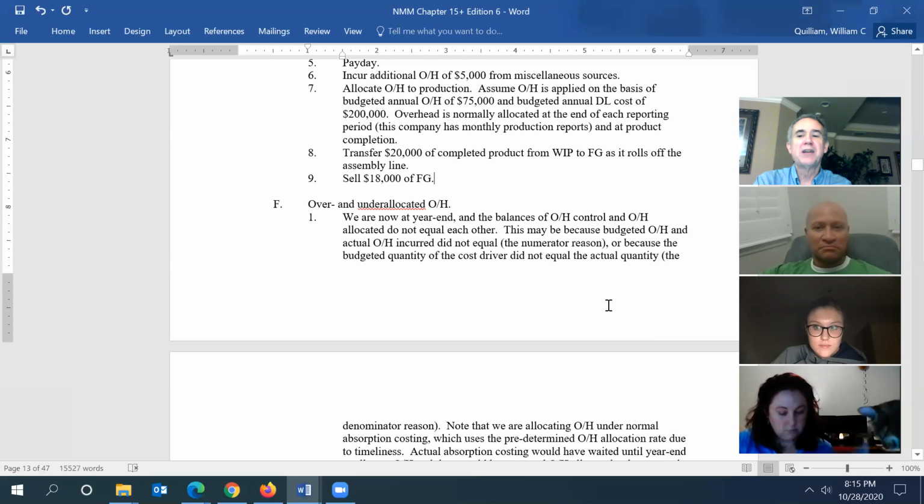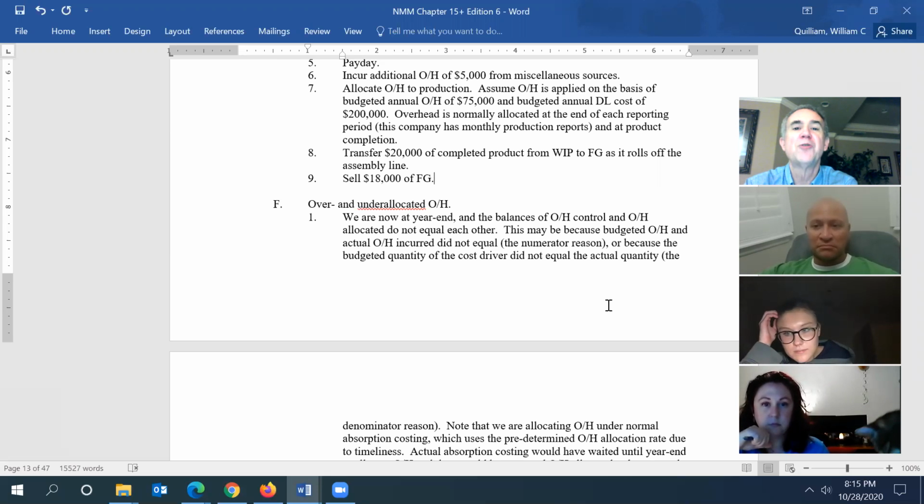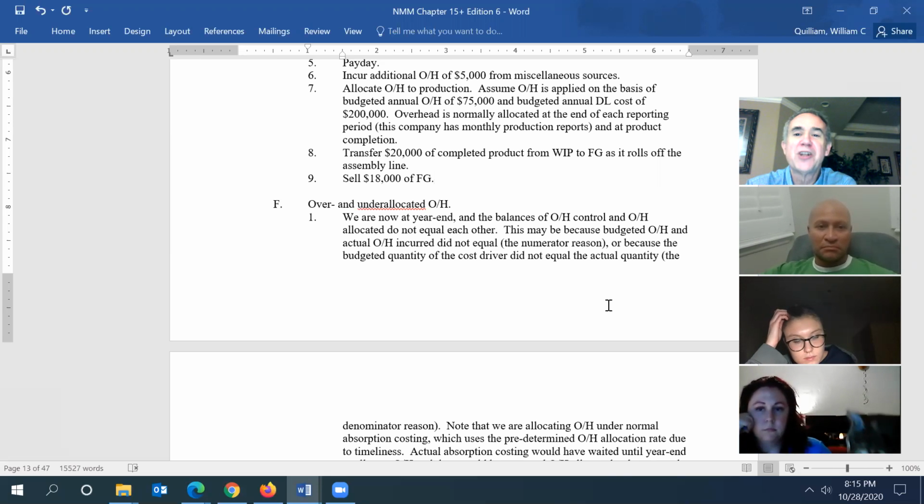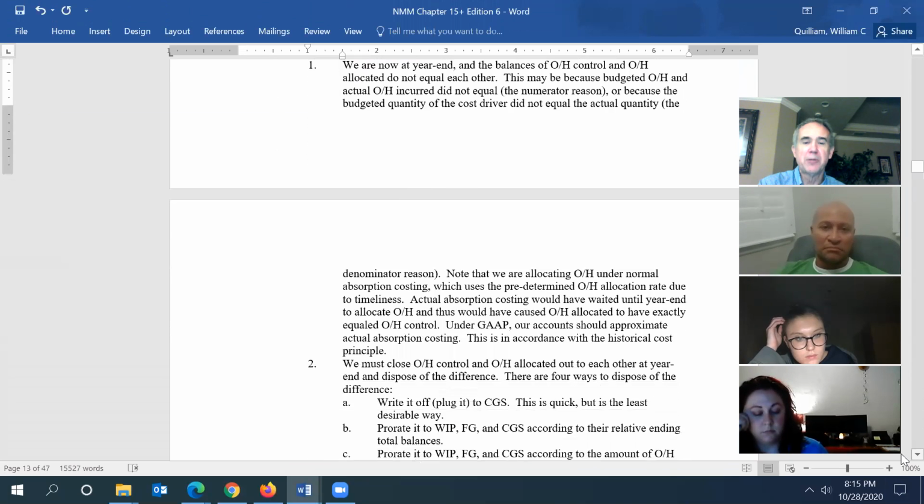So let's assume we're now at year end. And the balances of overhead control and overhead allocated do not equal each other, and they seldom do. Now, this may be because budget overhead and actual overhead incurred did not equal, the numerator reason in that formula when we calculated the predetermined overhead allocation rate, or it could be the denominator in that. It could be because the budget quantity of the cost driver did not equal the actual quantity. And again, that could be the denominator reason.